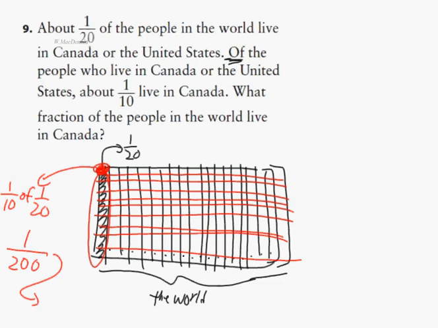1/200th? 0.5% is correct. So therefore, 0.5% of the world is Canadian. Or a better way to think of it, or an equally similar way, is 1/200th of the world is Canadian. Both are the same.